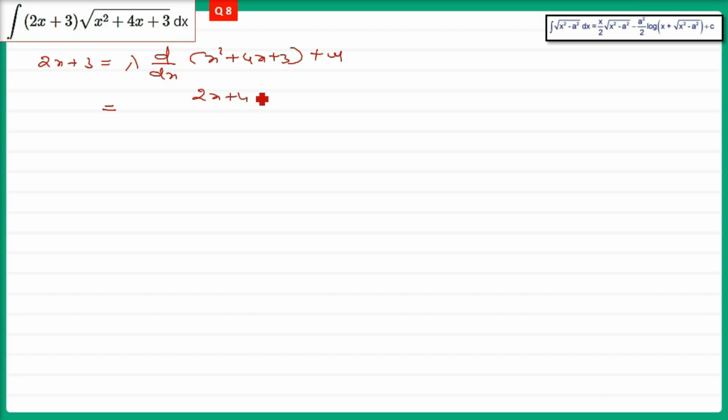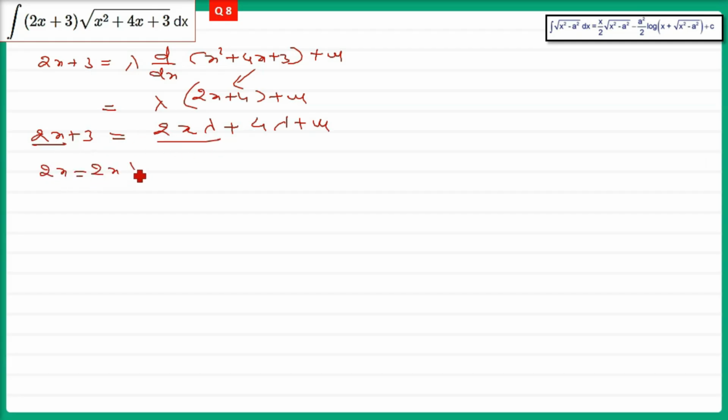So 2x + 4 is the differentiation of x² + 4x + 3, which has a lambda in front and mu added. So let's multiply this inside so that we can equate it with the similar terms on the left hand side. 2xλ + 4λ + μ. You have 2x + 3 on the left hand side, so you can equate 2x with 2xλ. Then we have 3 = 4λ + μ. Now I just cancel this, the 2 cancels, and λ = 1 from the first equation after similar terms with x have been equated.